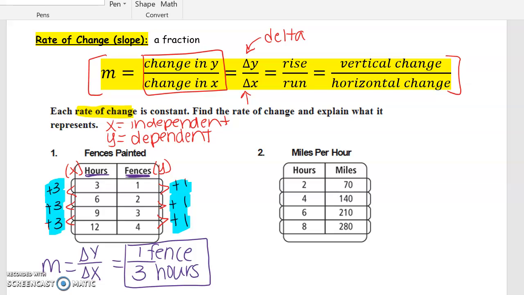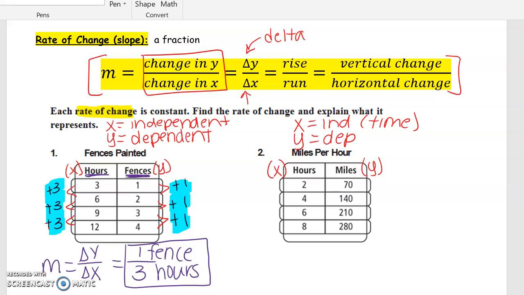Okay, let's try another one. Now we're talking about miles per hour. Again, our x is going to be our independent variable, and our y is going to be our dependent variable. I said that the independent variable is always going to be the time, so again, my x is going to be in hours. My y is now the number of miles. So in words, miles depends on the number of hours.